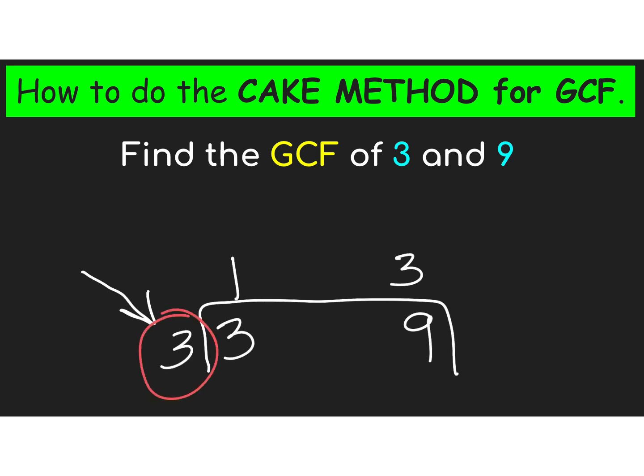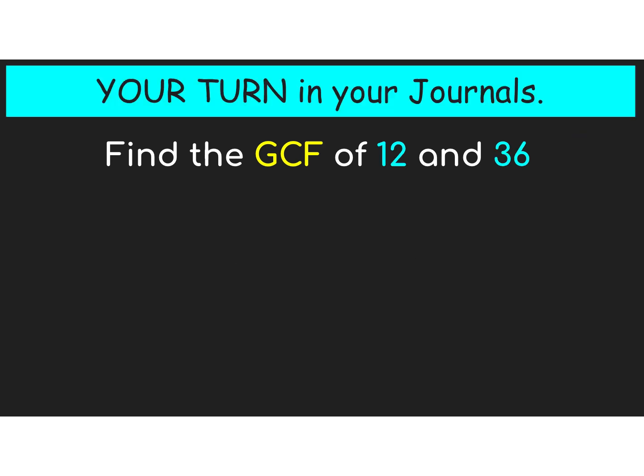And so when you say, what is the greatest common factor of 3 and 9? Well, I'm going to say it is 3. That's the biggest number that will go into both of them.